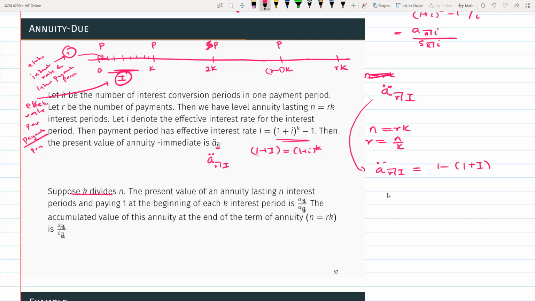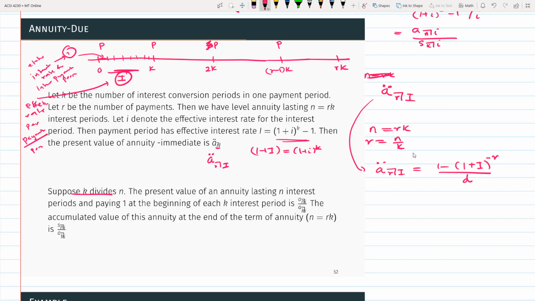One plus i to the negative r over d. You have to be careful with d, because d is the discount rate. So instead of going this way, you can use the other approach.